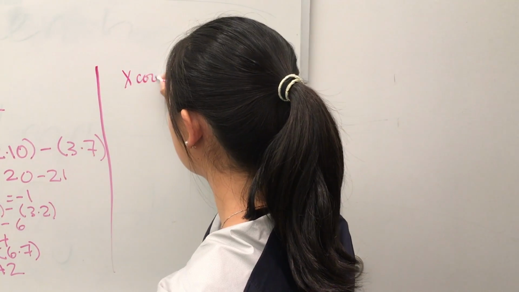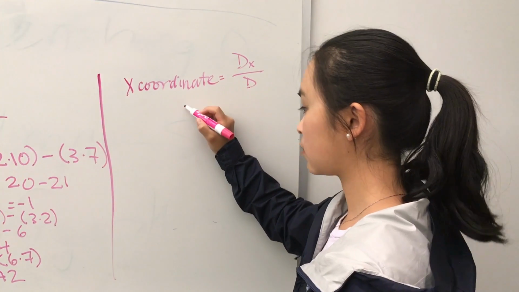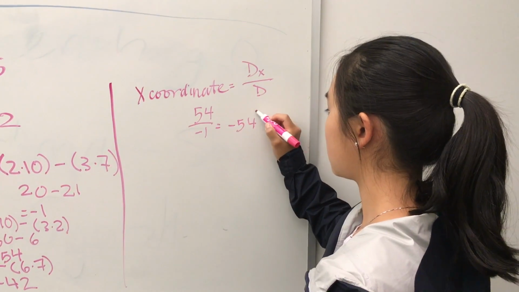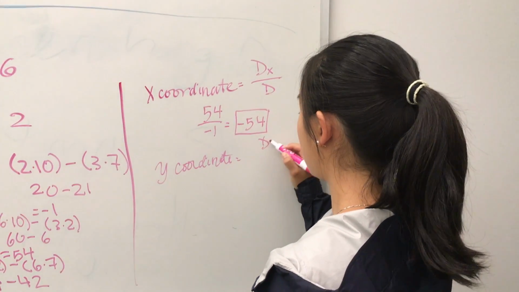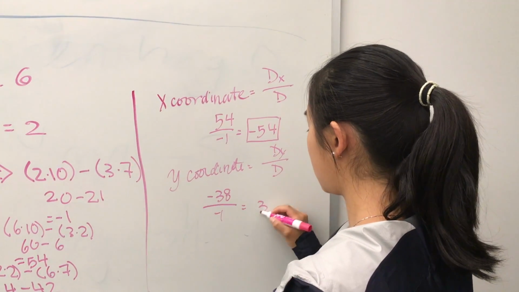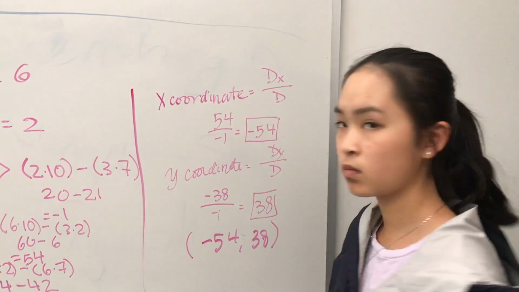To find the actual point of intersection, we need to take determinant x that we solved before divided by the determinant of the two equations, in which case we get -54. To find the y coordinate, we need to take determinant y divided by the determinant of the two equations, in which case we get 38. So the point of intersection between these two lines is -54, 38.